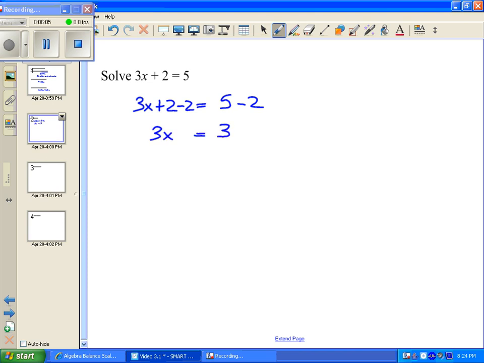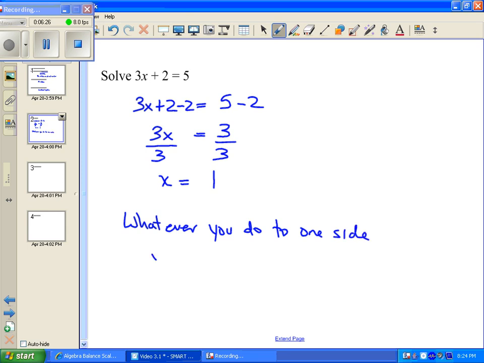So now, since it's 3 times x, the opposite of timesing is dividing. So I'm going to divide both sides by 3, and I'm going to get x is equal to 1. Now, the big thing to remember with equations is this. Whatever you do to one side, you must do to the other. And this is not only true in Math 9, but it's true all the way through high school mathematics. Okay, so this is a big thing to remember.